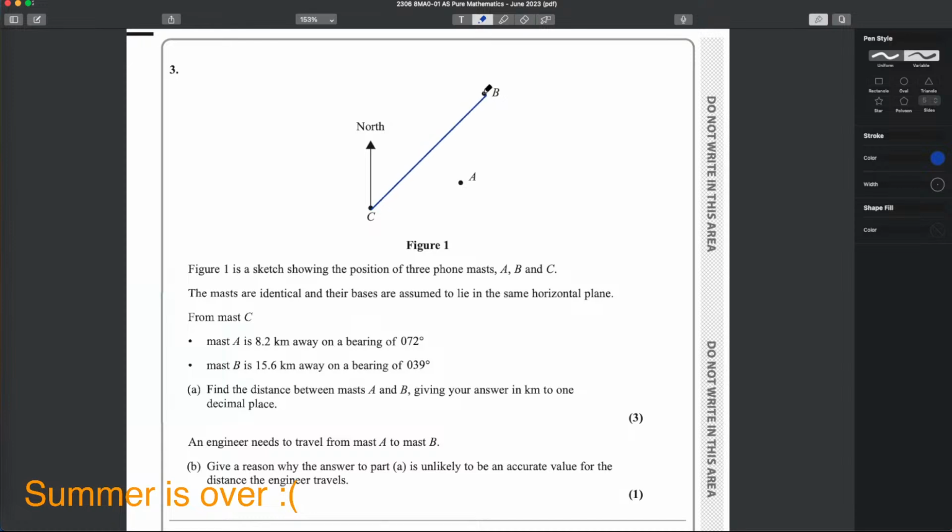Let's draw a triangle. Let's try to draw a triangle. Did you like that one? Try and fail. Okay, whatever. B is 15.6 kilometers away from C. A is 8.2 kilometers away. Okay, so it looks like we're probably using the cosine rule.